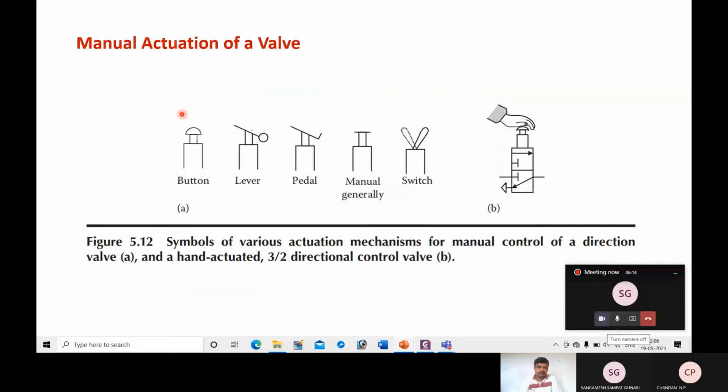With these topics, we can actuate a direction control valve, either manually or using mechanical mechanisms, or by supplying just air, or by giving an electric signal using a solenoid. By all these ways we can actuate. Even in manual actuation there are different types. You can press a button, you can use a lever, or even operate using a pedal by leg.